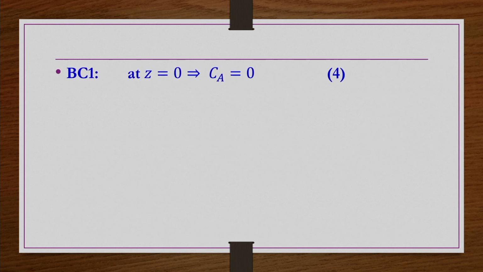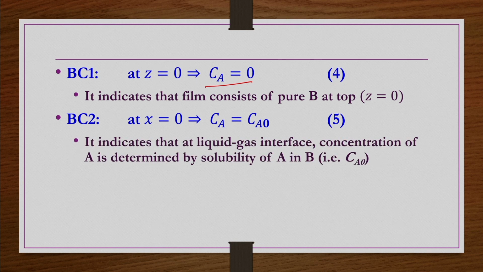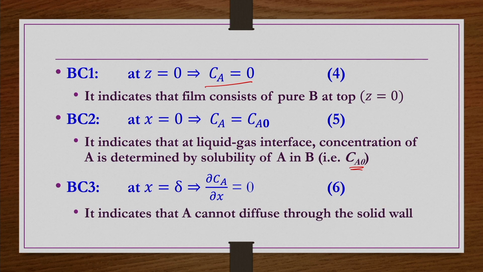Fine. Now, the boundary conditions we have already seen. At z equals 0, at the top of the column, pure liquid B is there, so the gas A concentration is 0. It indicates that the film consists of pure B at the top, that is the z equals 0 location. At x equals 0, that is the free surface, the liquid gas interface, the concentration of A is determined by the solubility of A in B, that is CA0, the maximum concentration of A possible at the interface. And then at x equals delta, ∂CA/∂x equals 0, that indicates that A cannot diffuse through the solid wall.